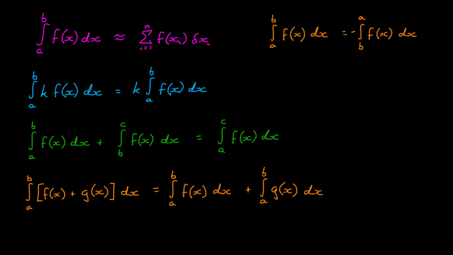The last property is that if we switch the limits of the integration, so if we have the integral from a to b and we make that the integral from b to a, we get the negative answer. These individual rules can of course be combined in various ways to give us more complex behavior of the definite integral.